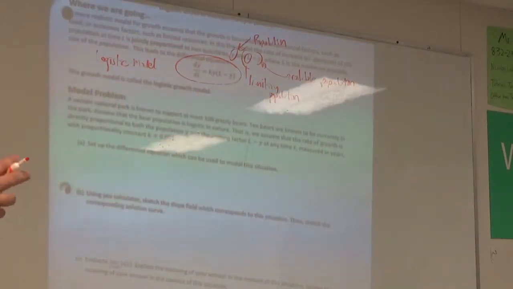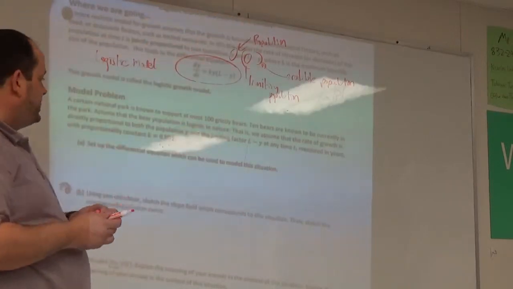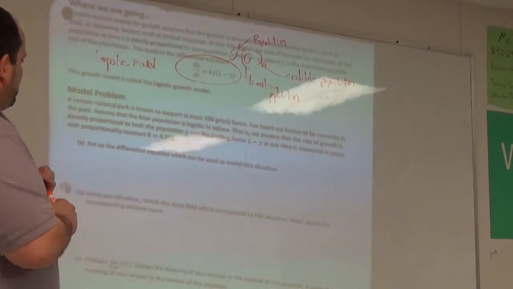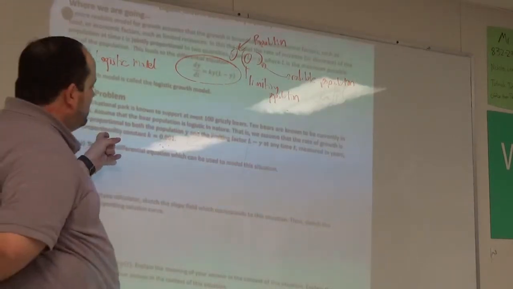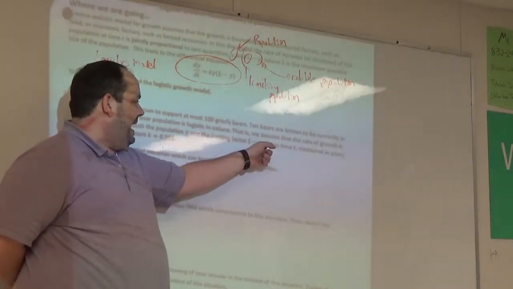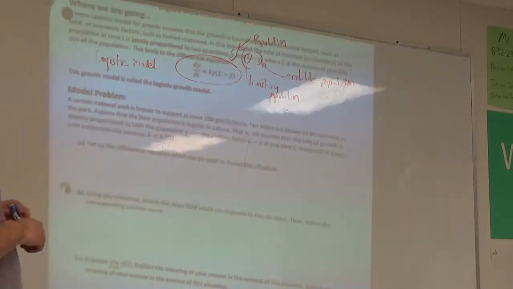So here's where I want to pull out the graphing calculators. So a certain national park is known to support at most 100 grizzly bears. 10 bears are known to be currently in the park. Assume that the bear population is logistic in nature. That is, we assume the rate of growth is directly proportional to both the population and the limiting factor at any time measured in years, with proportionality constant k equal to 0.001.